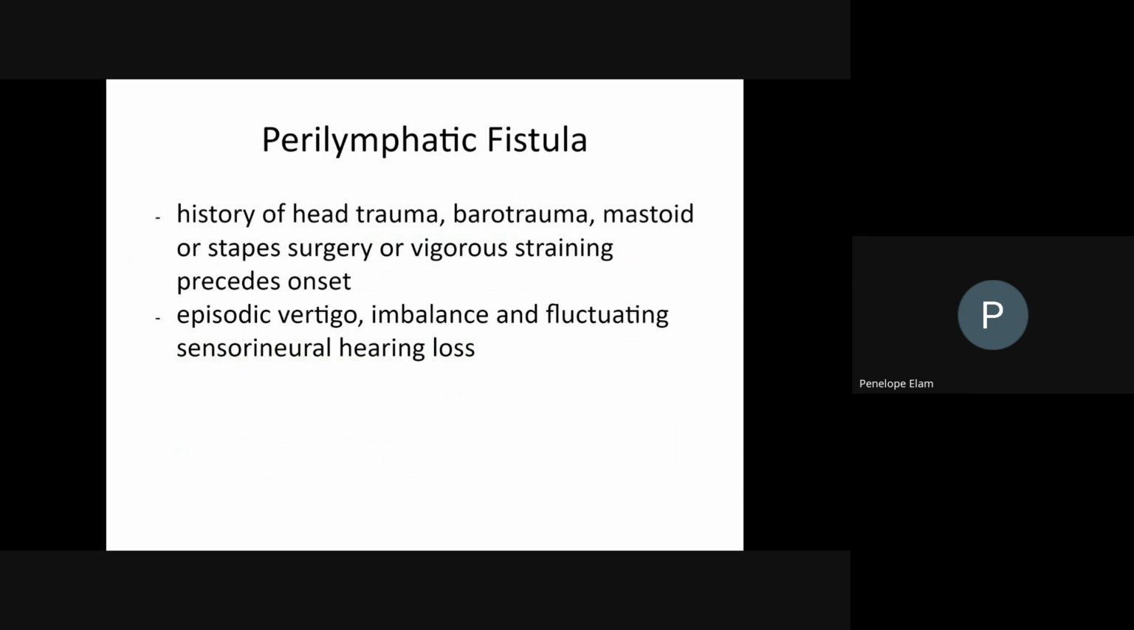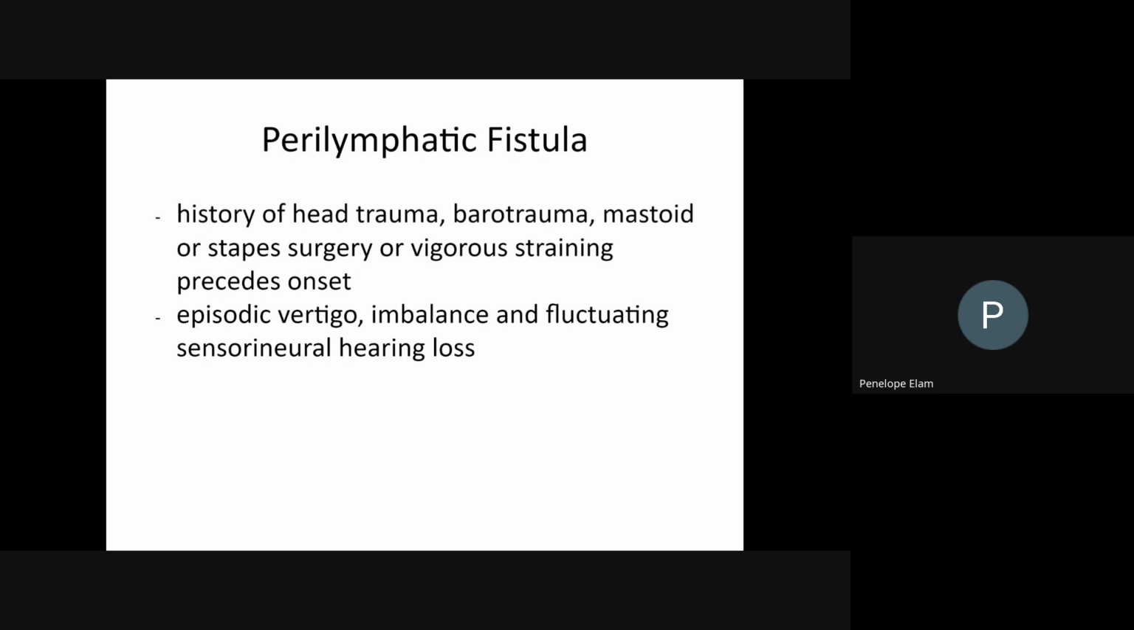All right. So perilymphatic fistula is the only other one that I'm going to talk about. And typically that patient's going to have a history of head trauma, barotrauma, mastoid or stapes surgery, or vigorous training preceding the onset. So what they're going to feel is episodic vertigo, imbalance, and fluctuating hearing loss.